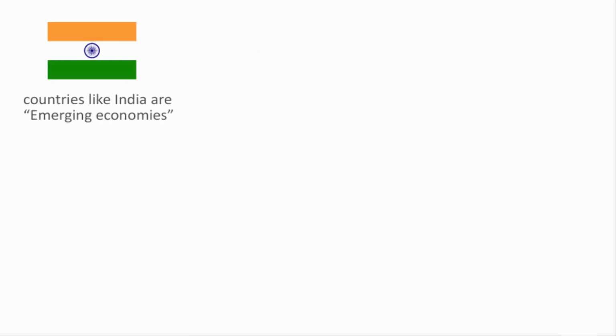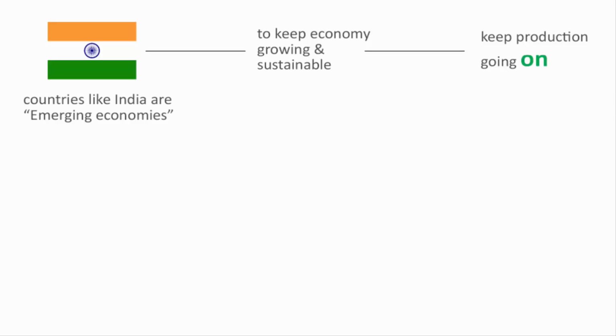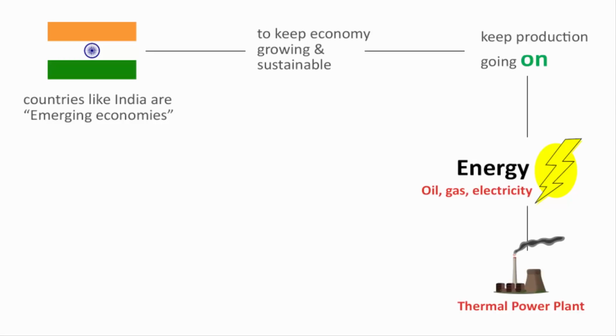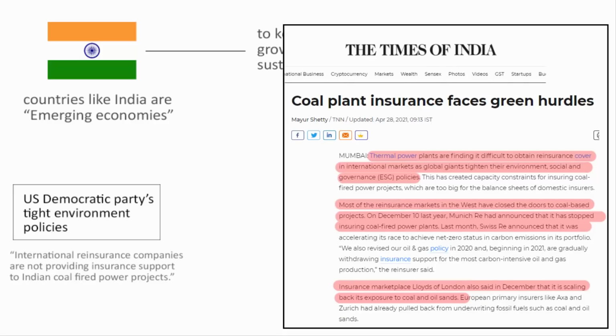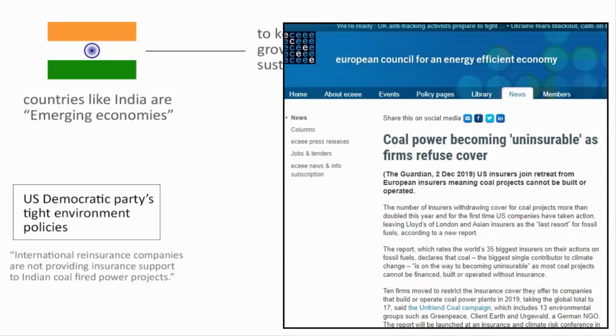Now countries like India are emerging economies. To keep its economy sustainable and make it grow, India has to keep its production capacity in full swing. To keep production in full swing, you need energy in the form of oil, gas, electricity. For smooth continuous power supply, you need thermal power plants. Thermal power plants require coal. Now because of US Democratic Party's tight environmental policies, international reinsurance companies are not providing insurance support to Indian coal-fired power projects, because most of the reinsurance markets in the West have closed the doors to coal-based projects.